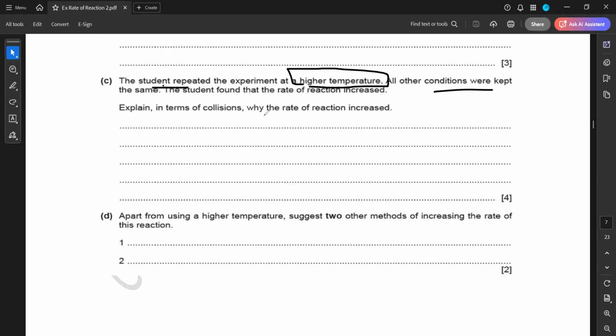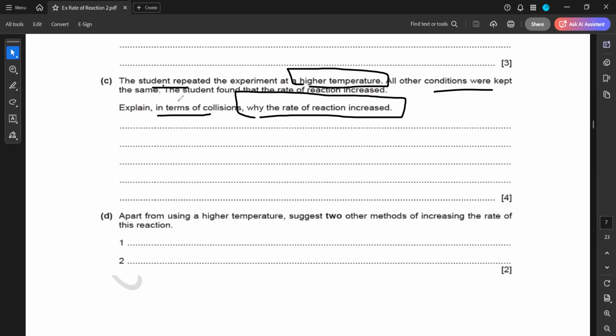Other conditions are kept same. Explain in terms of collision why the rate of a reaction increases. So high temperature, what will the structure answer? As I mentioned, high temperature means the kinetic energy of the molecules increases and they move faster, collide faster and have more energy. So high temperature means kinetic energy and speed will be higher.